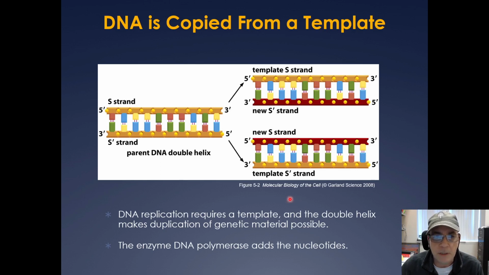DNA is copied from a template strand. So what ends up happening is you have your double-stranded DNA, and it's actually separated, and then the template strand is used to synthesize the new strand. Okay, and so both of these strands right here, the S strand and the S prime strand, become template strands during replication. And the enzyme that actually adds all of the nucleotides during replication is called DNA polymerase.